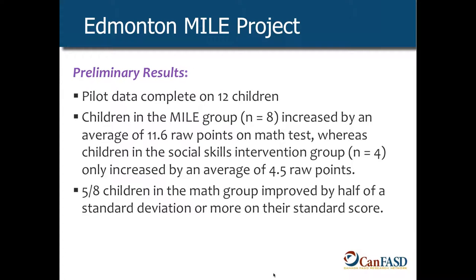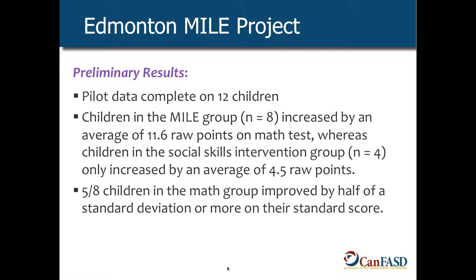And then we just have a slightly older sample, age 5 to 10. And of course, our sample here is different demographics. So we haven't published any results yet, but some of the pilot data that we have complete on 12 children, 8 in the MILE program and 4 in the social skills control or contrast group, we found that children in the MILE program are increasing by more points on a math test than children in the social skills intervention. So we are seeing more improvements in math in the children in the MILE group. We haven't looked at any of the other outcome variables, and we'll be looking at that shortly.